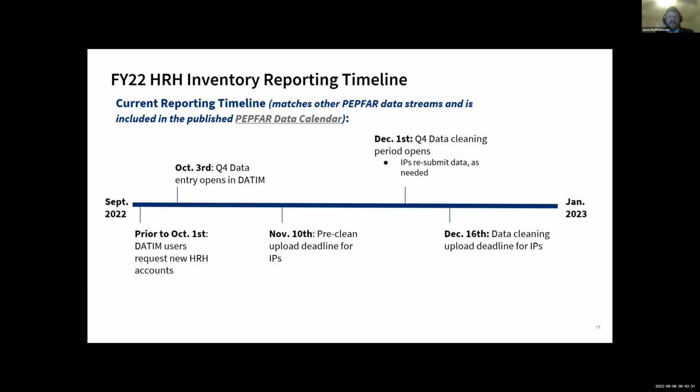So when the Q4 reporting window is open beginning October 3rd, the templates can begin to be submitted. The Q4 reporting deadline is November 10th. So we have October 3rd to November 10th. Then there is a brief Q4 data cleaning window when IPs can resubmit if needed between December 1st and December 16th. These deadlines are not internal agency deadlines. These reflect when Datum is open and closed for Q4 reporting. You'll not be able to upload or submit HRH inventory templates into Datum outside of those windows.